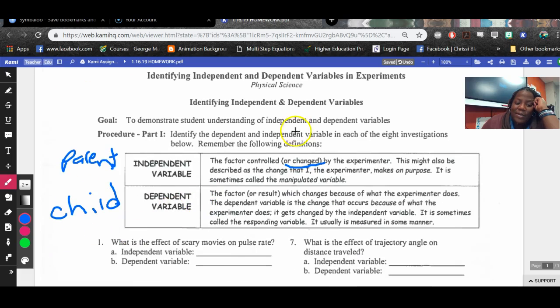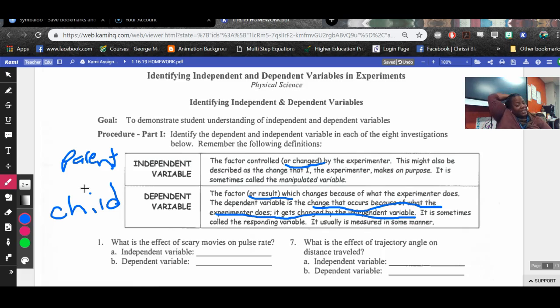So what happens when we are the independent variable? These are things that we can change. And if we flip a switch one day, does it not affect our child? So the dependent variable is the result, the change that occurs because of what the experimenter does or what the independent variable does. The parent can change, flip a switch, do this, that, the other. The child is the effect that happens when you make a change.